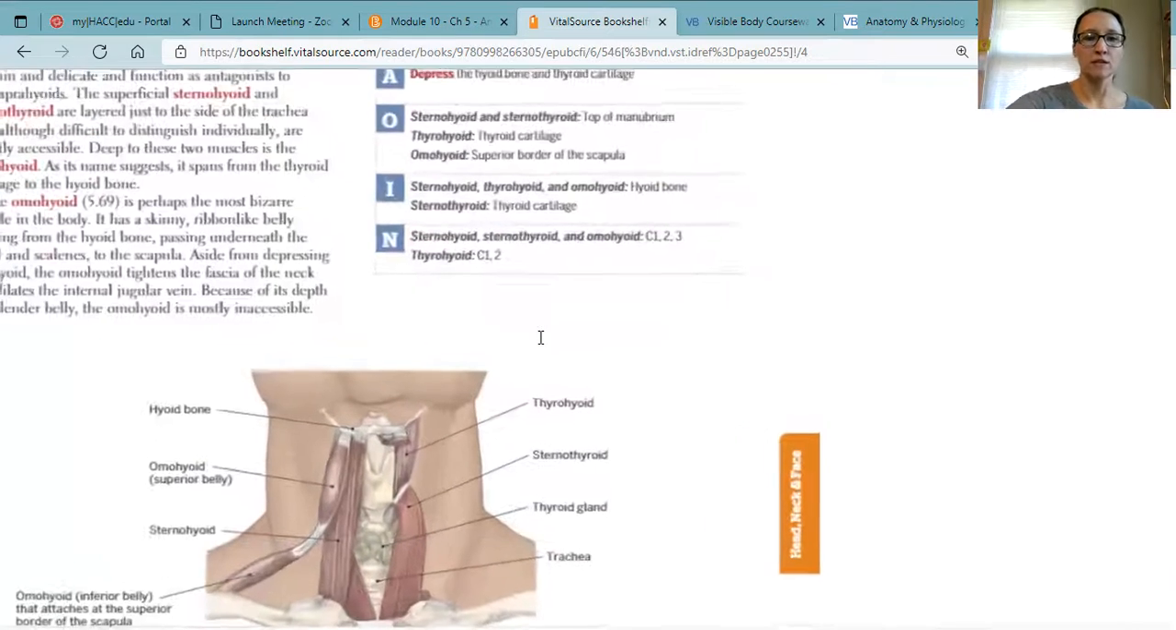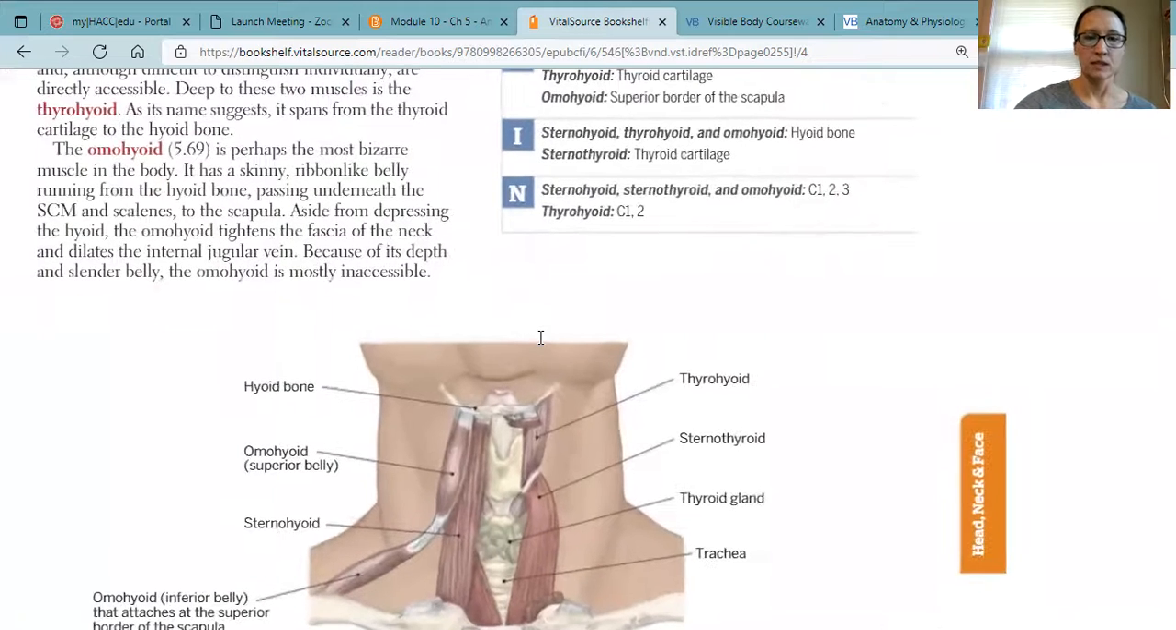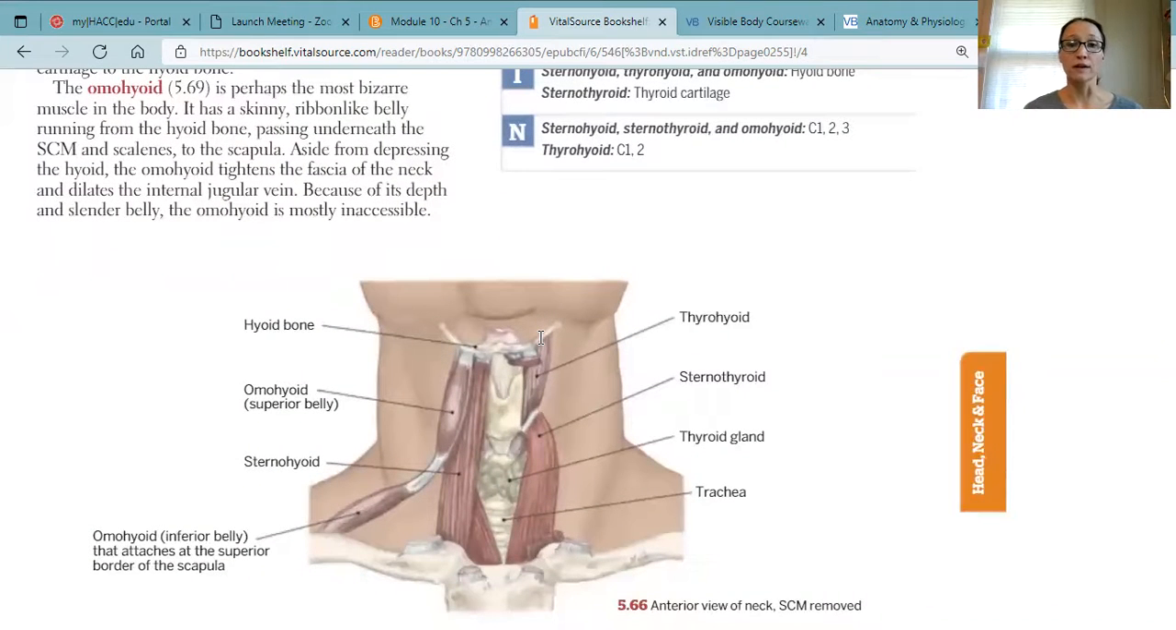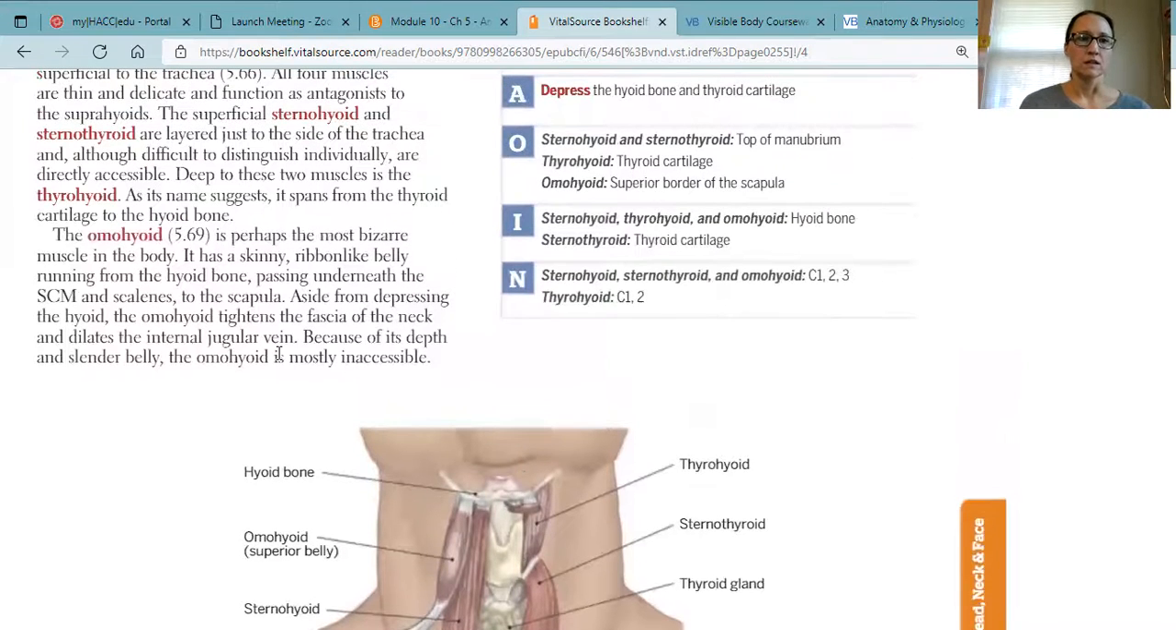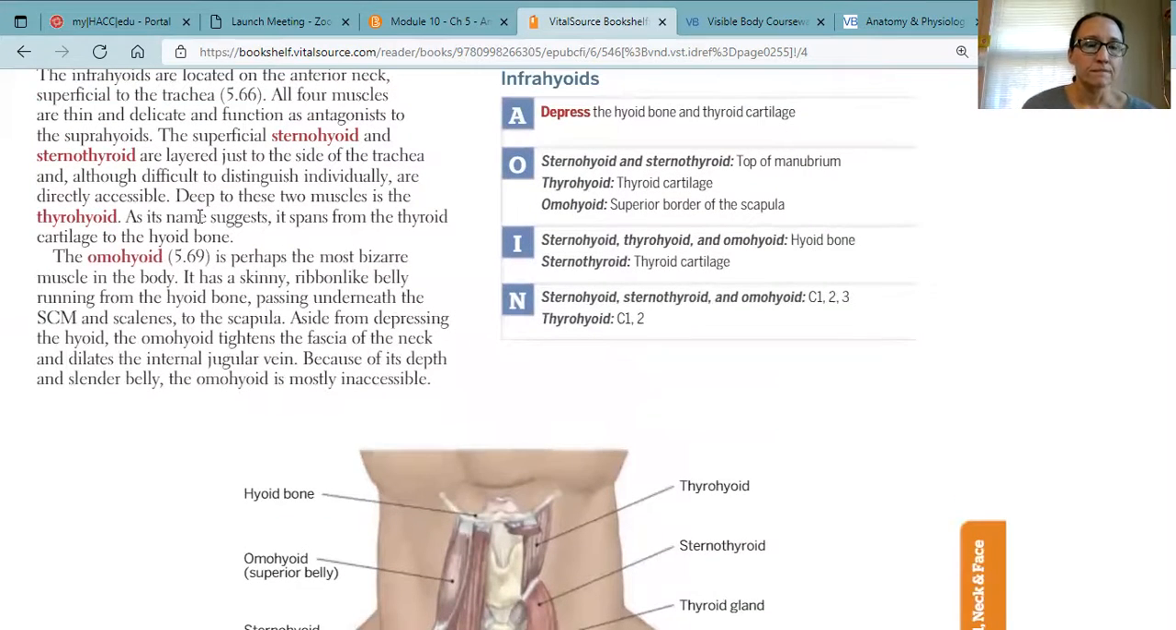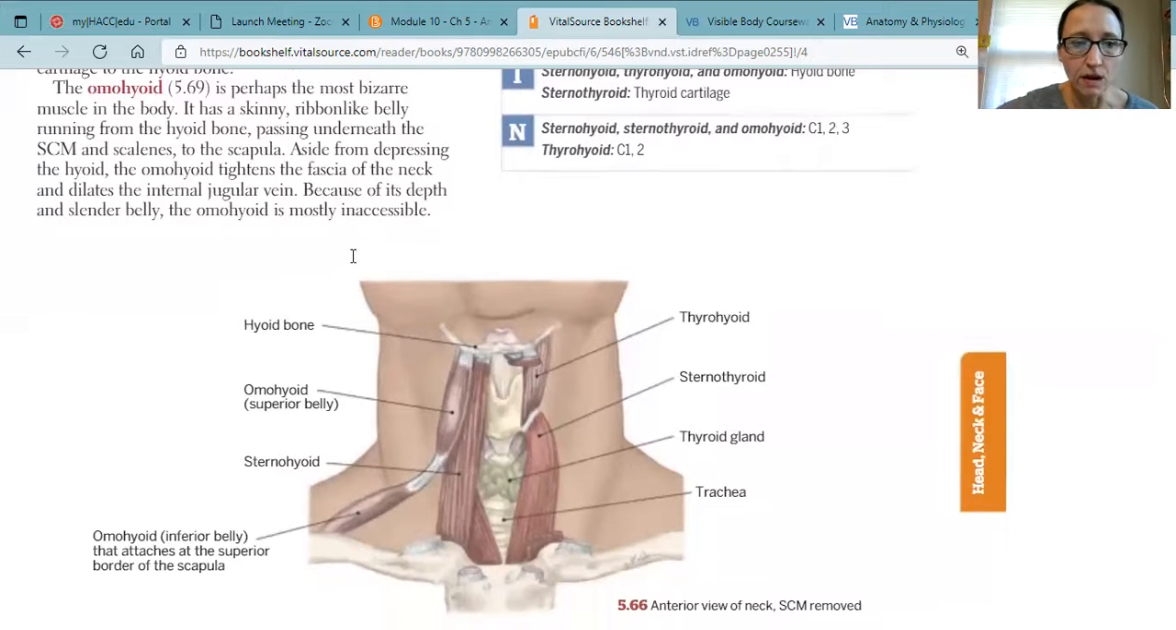So we move on to the infrahyoids. The infrahyoids, as their name suggests, are inferior to the hyoid bone, and they affect the positioning of the hyoid bone and the cartilage here. Okay. They also have a very small role in dilating one of the blood vessels in the neck. Again, I'm not really concerned about that, so I'm not even going to bother finding that. So this is what they look like. Again, very weird, very strange muscles.